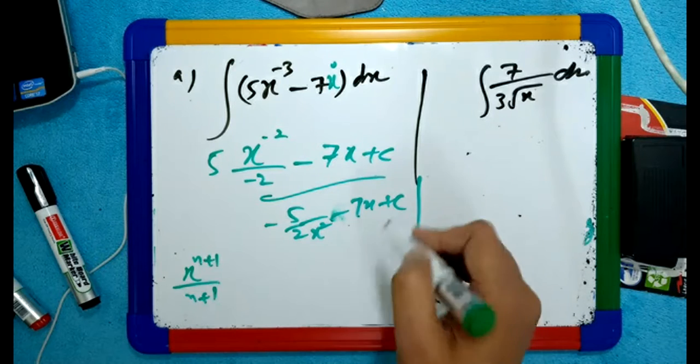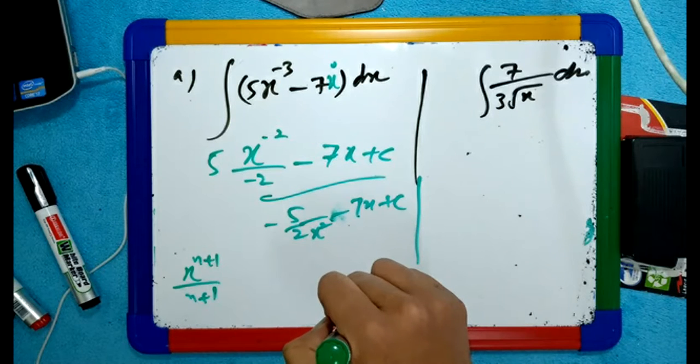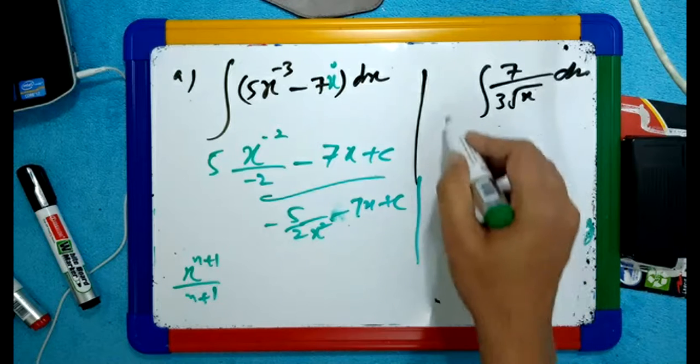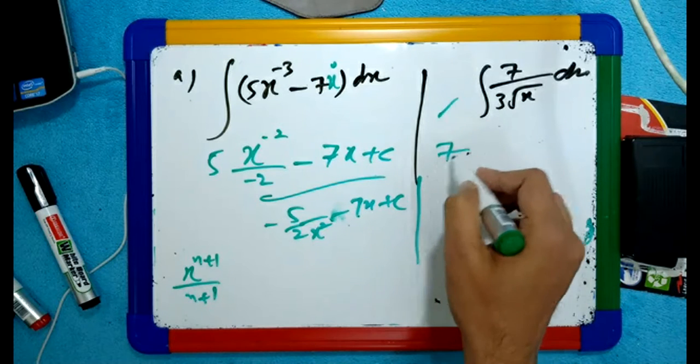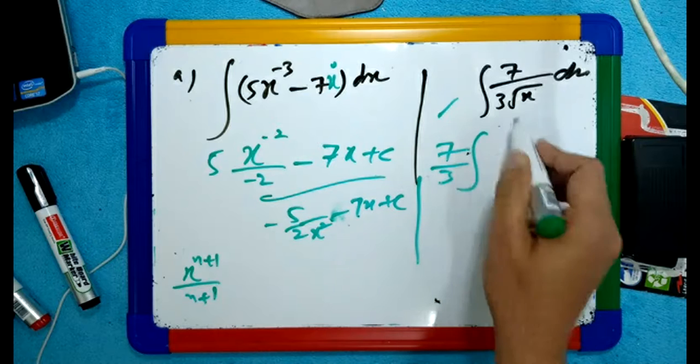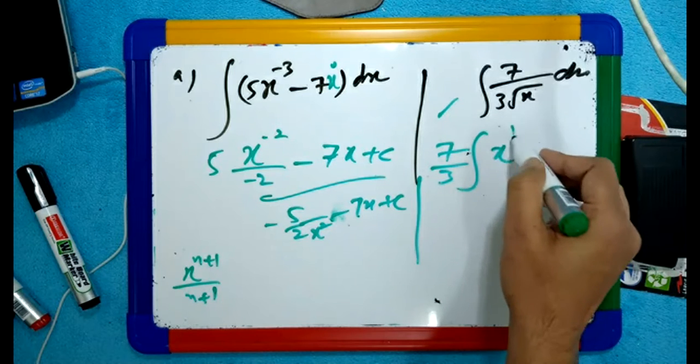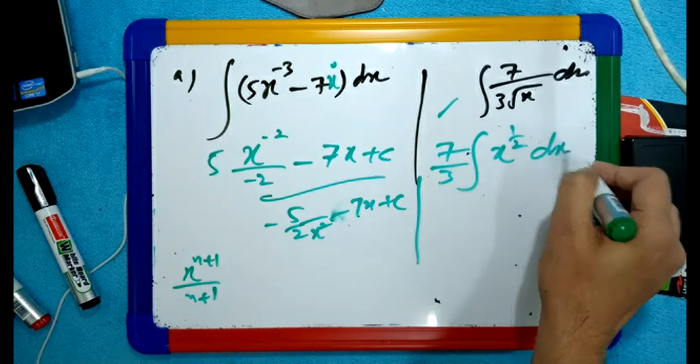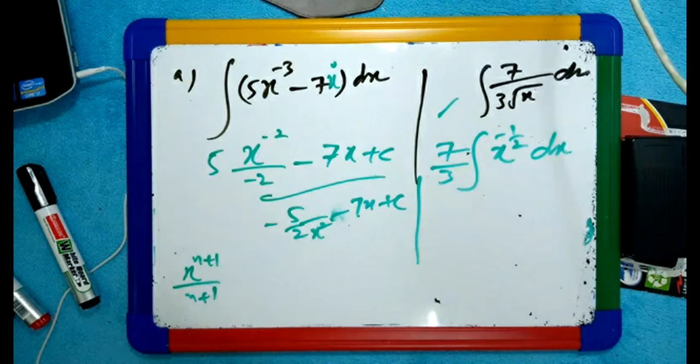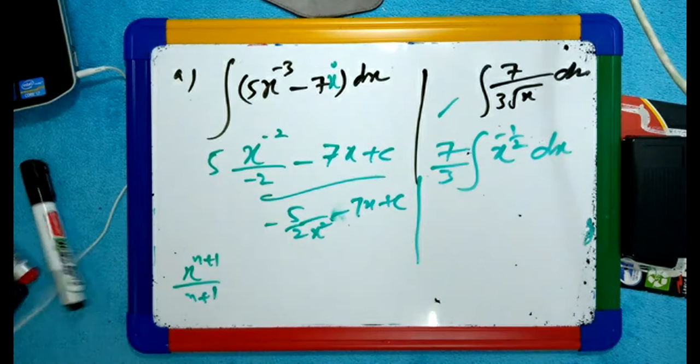And for this, minus 5 by 2, and this one, 5x plus. Okay. Now for this, it's very easy. 7 over 3 is taken outside, and this will move up. It will be dx. When you move it up, it will be minus. You got my point?